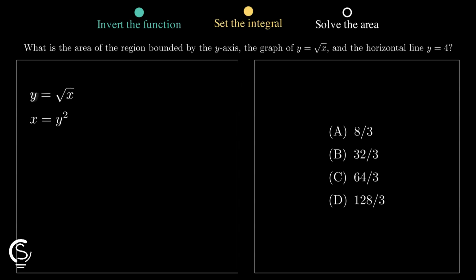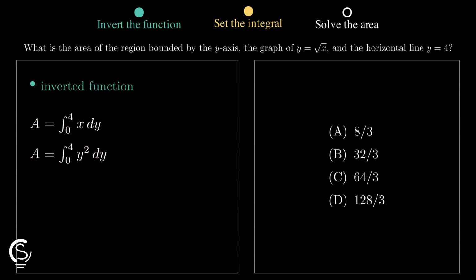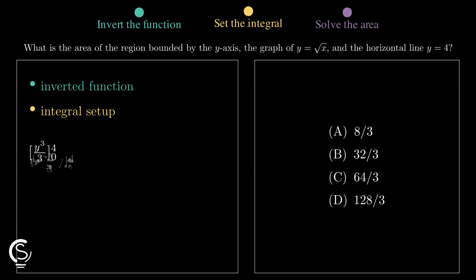Now we set up the integral of x with respect to y. The region spans from the origin at y equals 0 up to the horizontal line at y equals 4. Finally, we find the antiderivative of y squared, which is y cubed over 3. Evaluating from 0 to 4 gives us 64/3, which makes option C our winner.